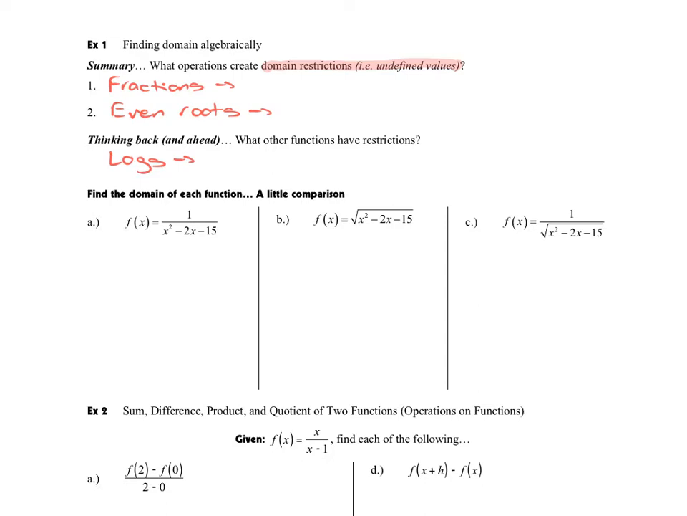Okay, so we're going to have three main categories that we need to consider, and if you want to pause this and write them down, we're going to have fractions, we're going to have even roots, and we're going to have logarithms. So each of those are going to come with their own type of a restriction.